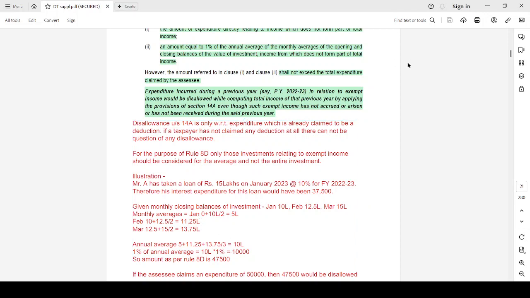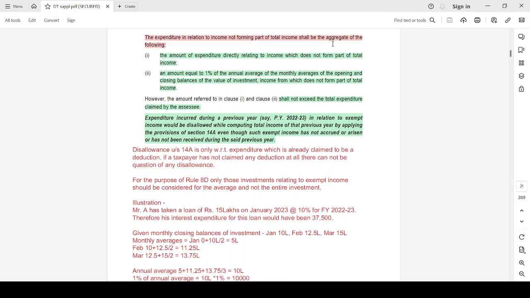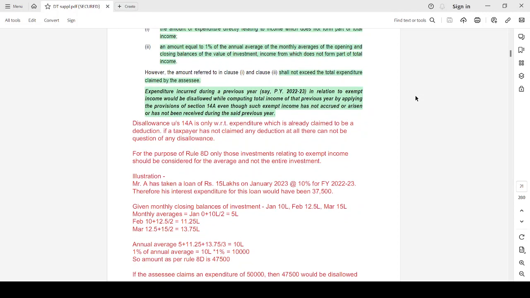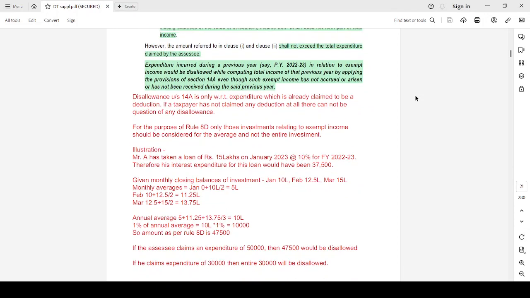So I have to do an aggregate now, right? The expenditure in relation to income not forming part of total income shall be the aggregate of the following. Directly attributable is 37,500 and 1% of annual average of investments is 10,000. Total amount as per Rule 8D is 47,500. So now, if the assessee claims an expenditure of 50,000, then 47,500 would be disallowed. That is not allowed as deduction.